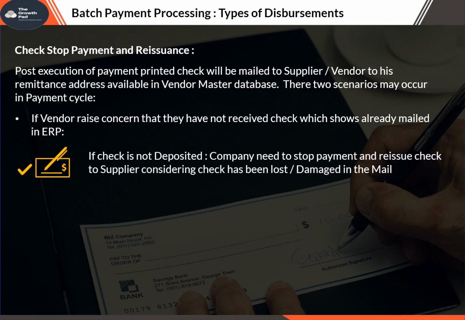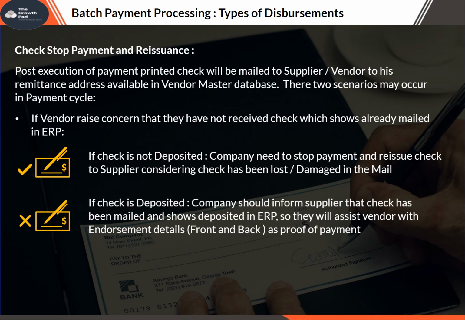If the check is not deposited, the company needs to stop payment and reissue the check to the supplier, considering the check has been lost or damaged in the mail. If the check is deposited, the company should inform the supplier that the check has been mailed and shows as deposited in the ERP, so they will assist the vendor with endorsement details, front and back, as proof of payment.